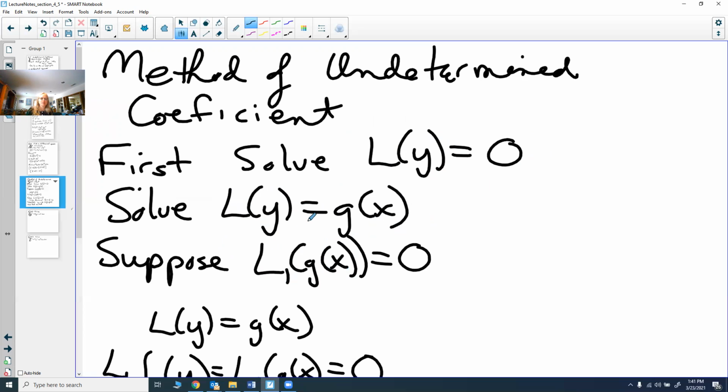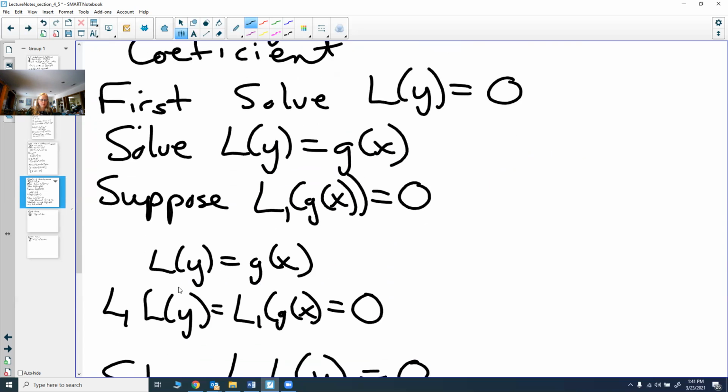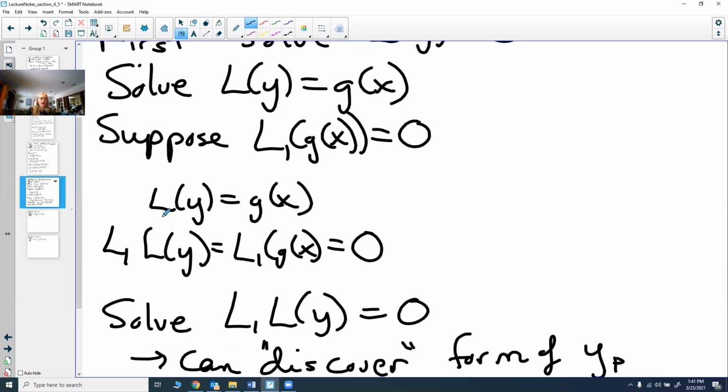So that's the next thing to do. Once you've solved the associated homogeneous, that'll tell you what annihilates the y. You're then going to figure out what annihilates the g of x. And so L of y equals g of x, and then you're going to take L1 of the L of y equals L1 of the g of x equals 0, and then you have a new homogeneous equation to solve.